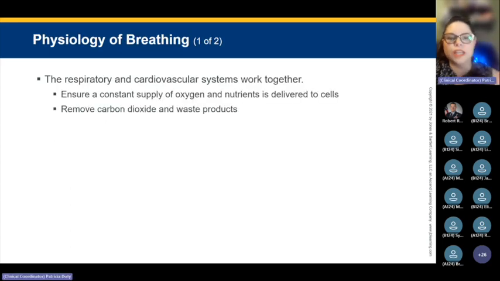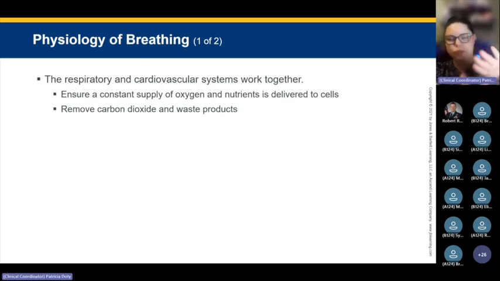So the respiratory and cardiovascular system do work together. They do work in concert together, as you will see in the next few slides, and when we get to the cardiovascular system, you're really going to see how it loops through to the lungs and everything else. But it ensures a constant supply of oxygen and nutrients delivered to cells, and it removes carbon dioxide and waste products as it goes.